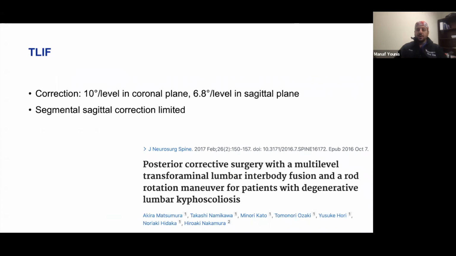Correction with TLIF was 10 degrees per level in the coronal plane and 6.8 degrees per level in the sagittal plane. This data suggests that this surgical procedure can result in good coronal correction, but it's not the best for sagittal correction. Regarding segmental sagittal correction, the TLIF is limited because the insertion of a large intervertebral fusion cage is impossible with the small porta to the disc space.